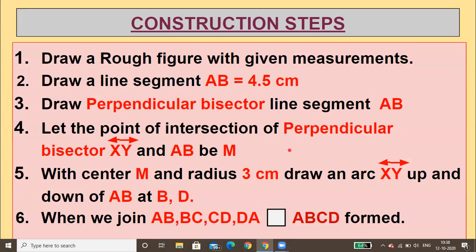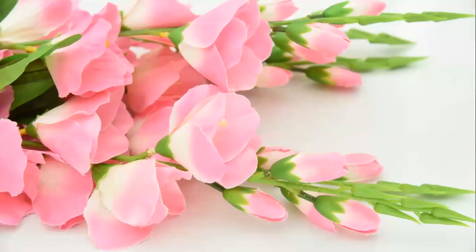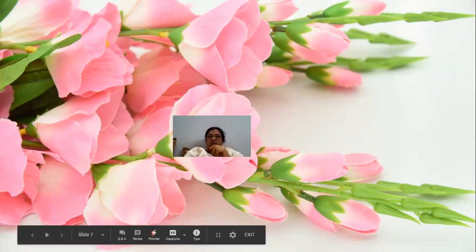So these are the construction steps for the rhombus. Don't forget, you have to write the construction steps for each and every construction. A rough diagram is essential, construction is very essential, and construction steps are also very important. While drawing the construction, the measurements should be accurate and the pencil should be sharp, and you should locate the angles perfectly. Only then will the marks be awarded, and the construction steps also should be accurate.